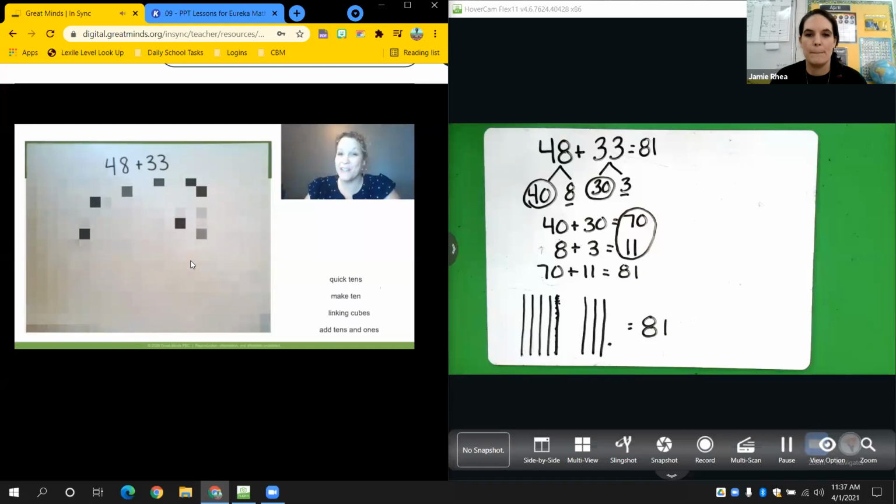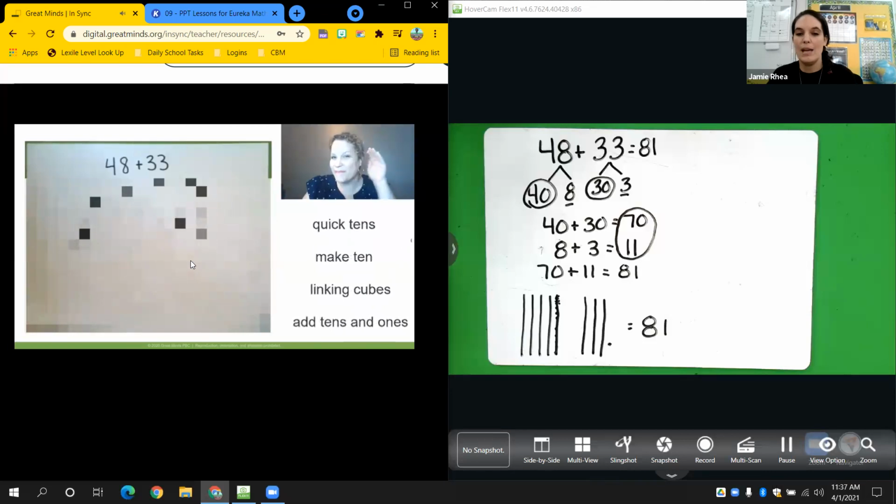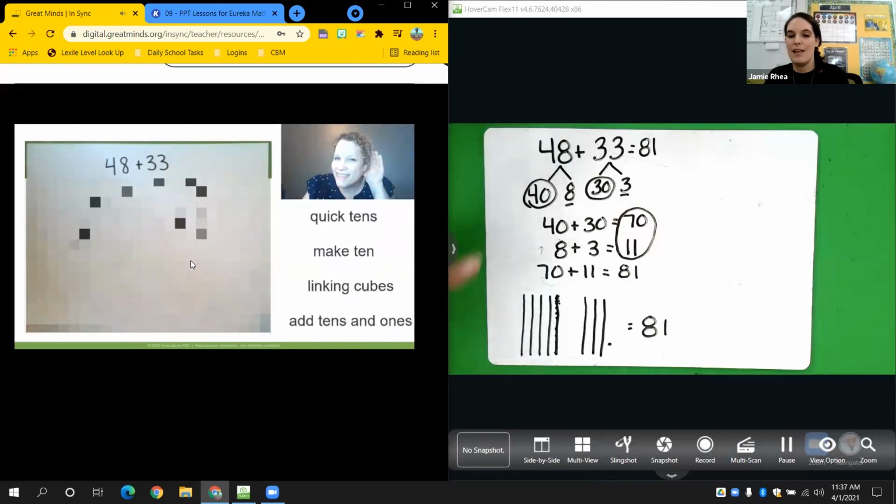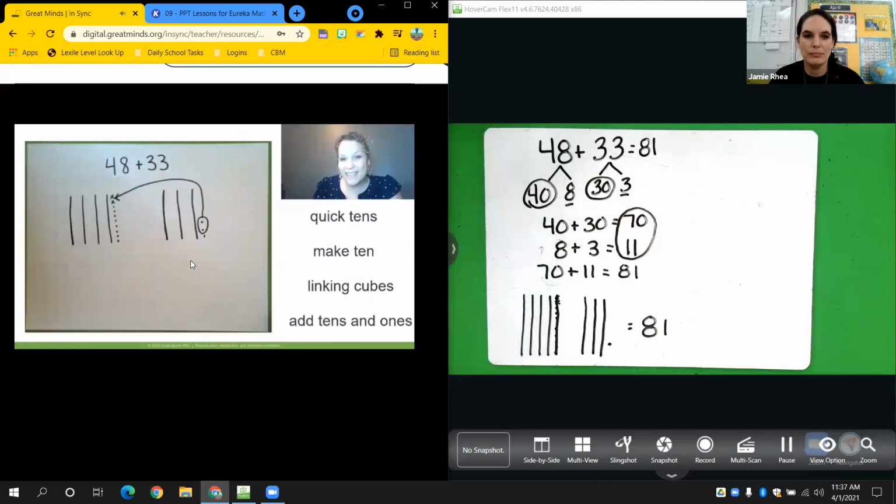Welcome back. I'd love to hear your thinking. What strategy did you use? We added tens and ones, and we made quick tens and ones. Thank you so much for sharing. Here's what I did. I drew quick tens.